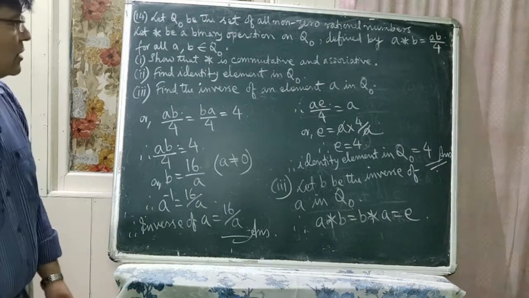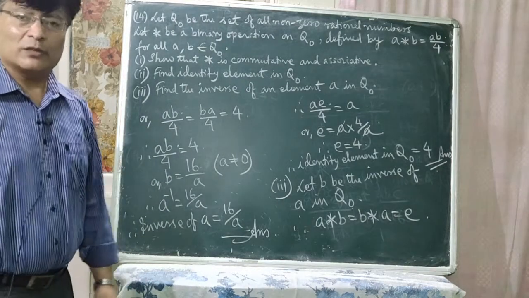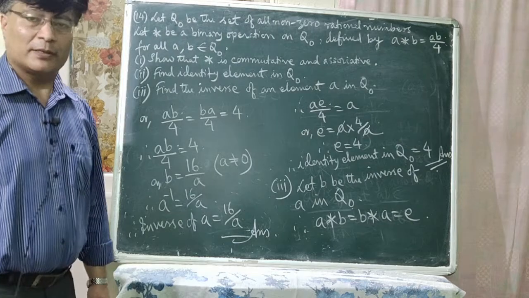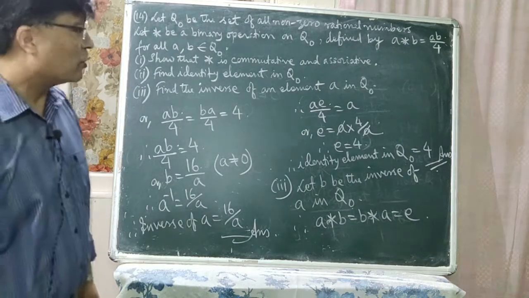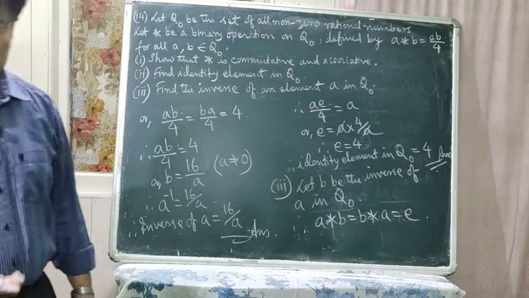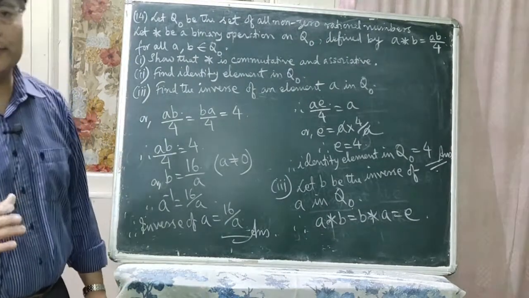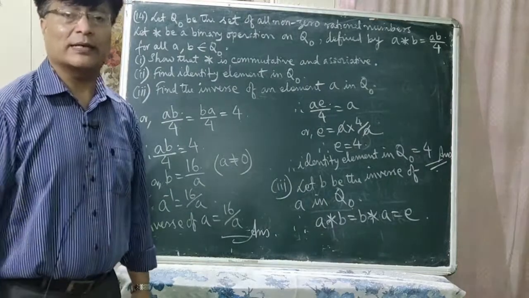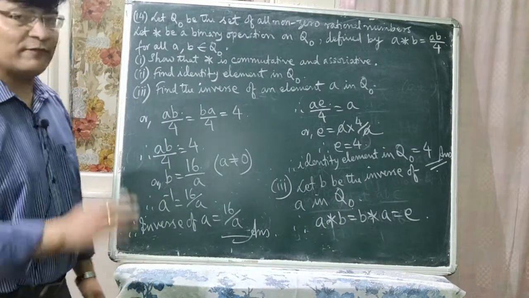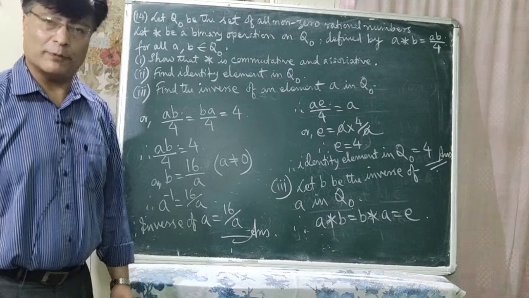So understood? So I think you have understood all the problems that we did today. So this much is for today. You revise all the problems that we did today, and you also have to revise all the problems that we did in the last online class also. So today we have finished this binary operation.